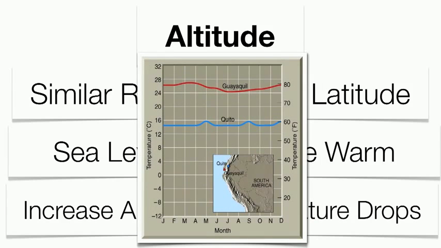Take a look at this map. This map has 2 cities, Guayaquil and Quito. Guayaquil and Quito are roughly at the same latitude, but they have different altitudes. Guayaquil is more sea level based. Quito has a much higher altitude. So even though they're at the same latitude, they have dramatically different temperatures. Quito is colder because it has a higher altitude.